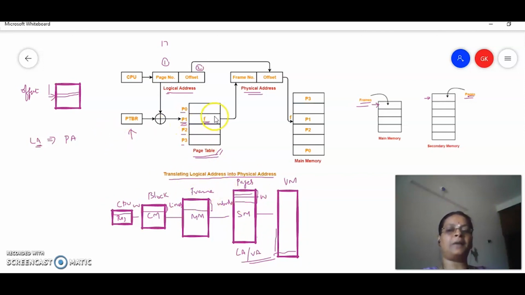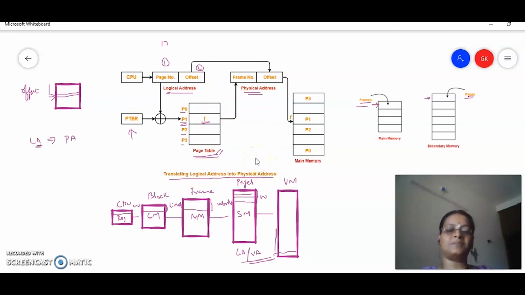Once that information is loaded into the main memory, the respective frame number will be updated in the page table, and by looking into this page table, it will be possible for me to identify in which frame my desired page is available. If I obtain the frame number, whatever offset is available in the input logical address, the same offset will be copied, and thereby I will be able to generate the physical address. This process of translating the logical address into physical address is called address translation.